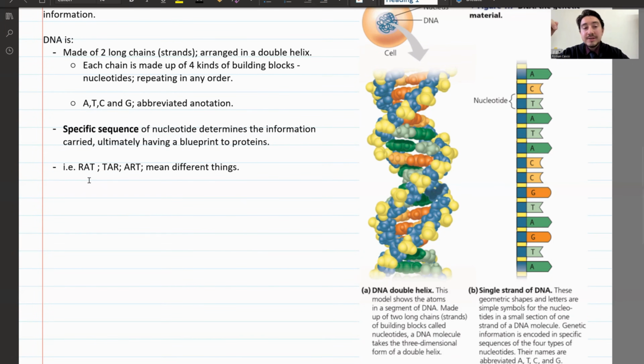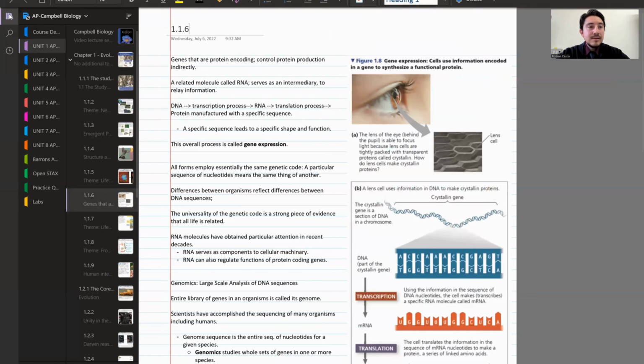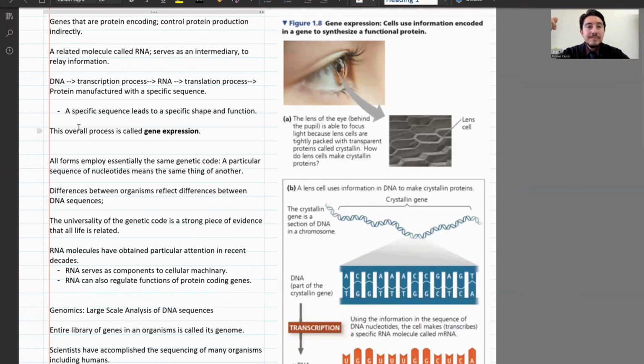Okay, just to give a little analogy here, you have RAT, rat. Rat is one word. Tar is another word. Art is another word, a different word, right? They mean different things. So similarly to that, the DNA has the same kind of process, right? Where these four different types of building blocks, these nucleotides, right? They're arranged differently, so they produce something new. Okay? Definitely, we see this in a lot more detail as we go along. Okay.